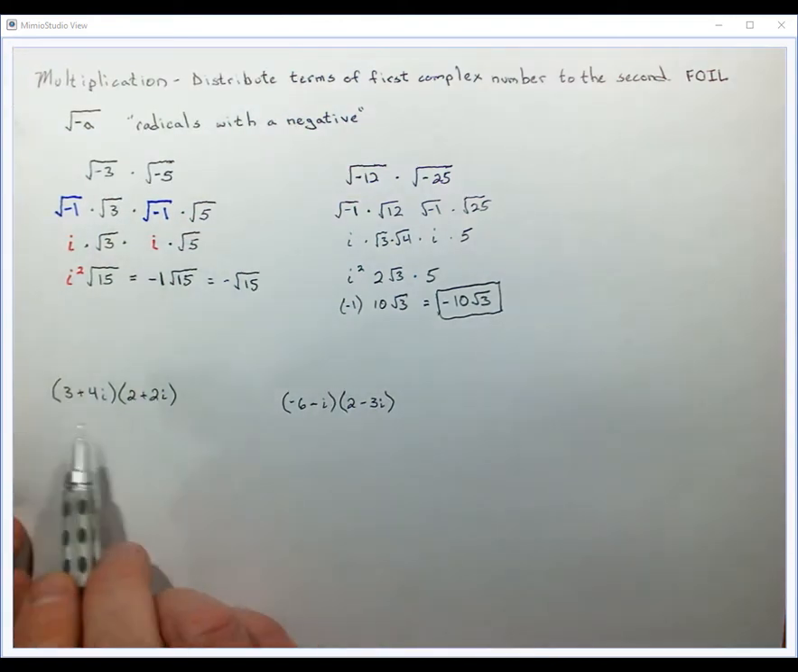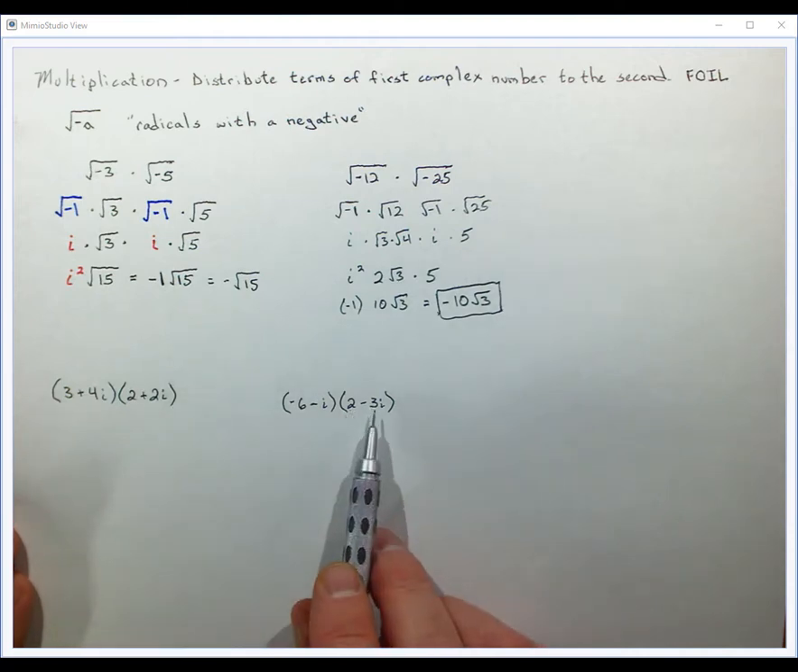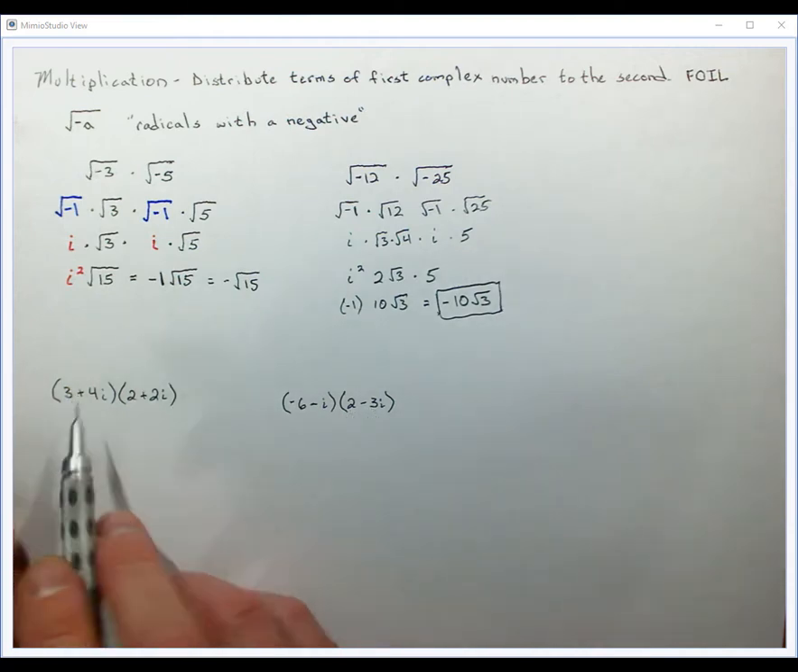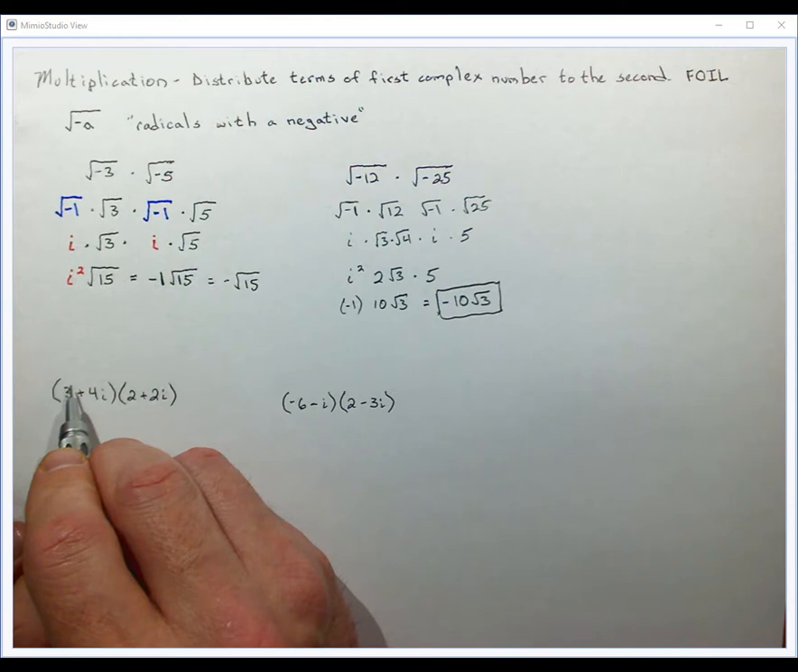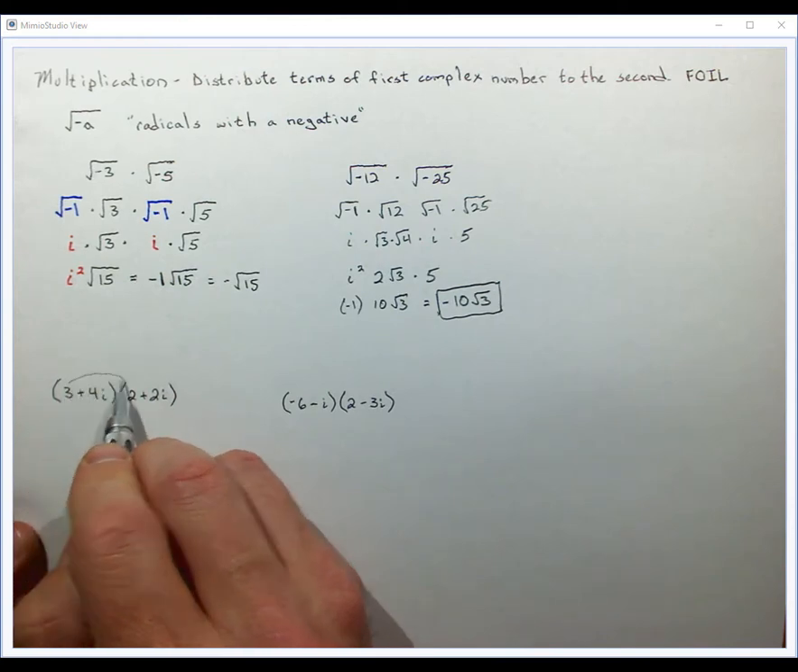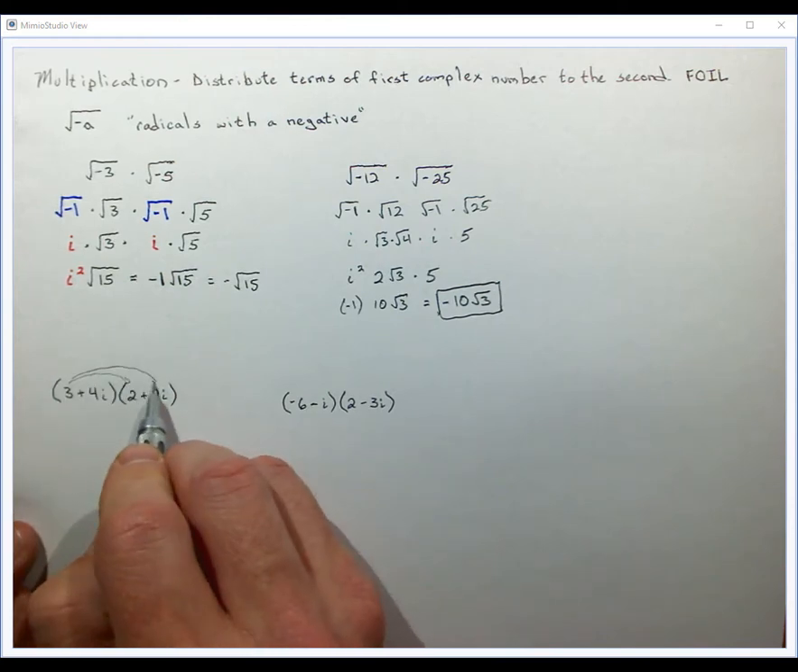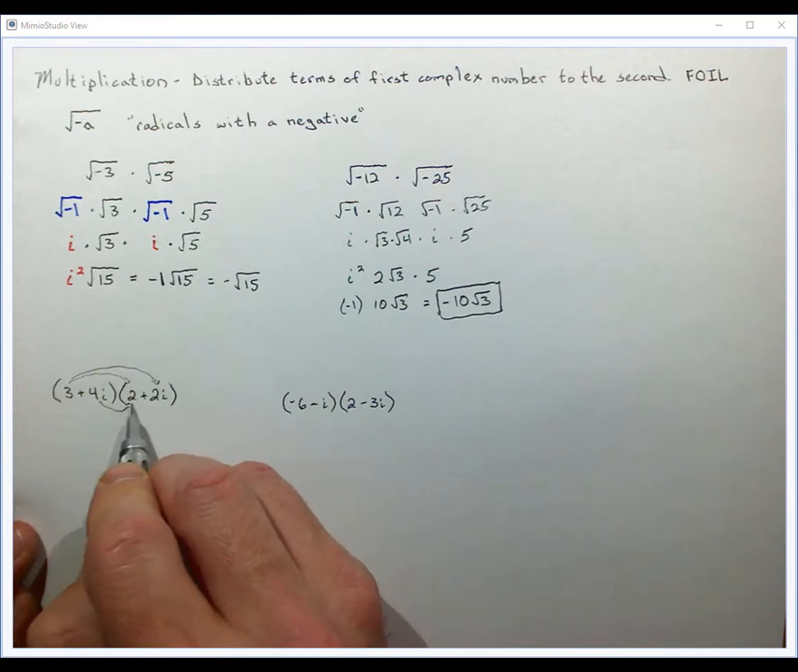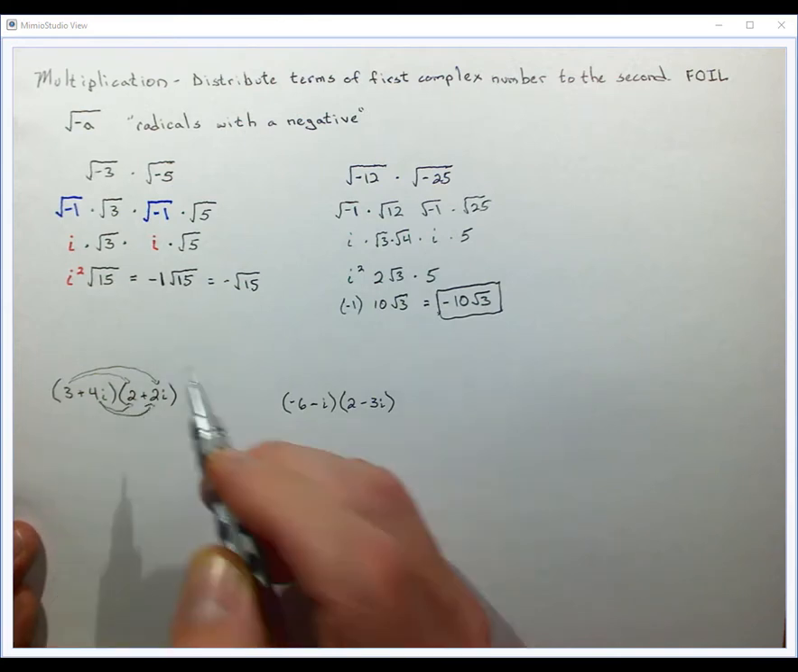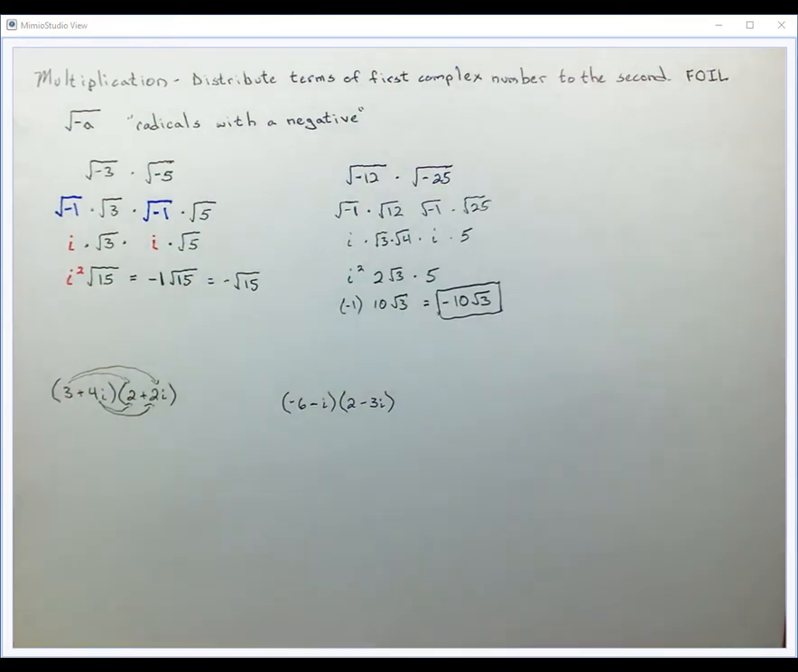Okay, pause the video and see if you can FOIL these or distribute each term. Let me indicate that, because that's all that FOIL is. You're going to take 3 and you're going to distribute it to those terms, and then you're going to take 4i and you're going to distribute it. Remember, the sign in front of the term stays with the term.